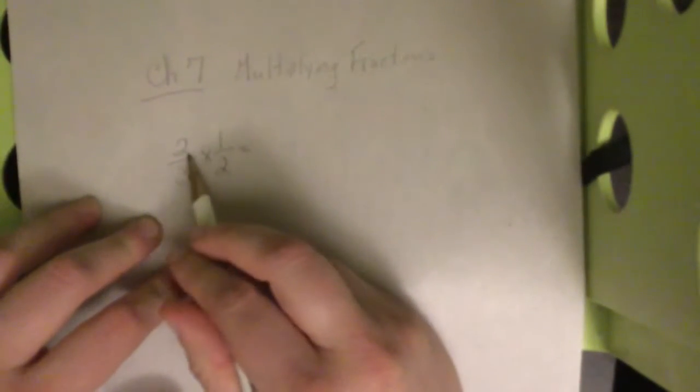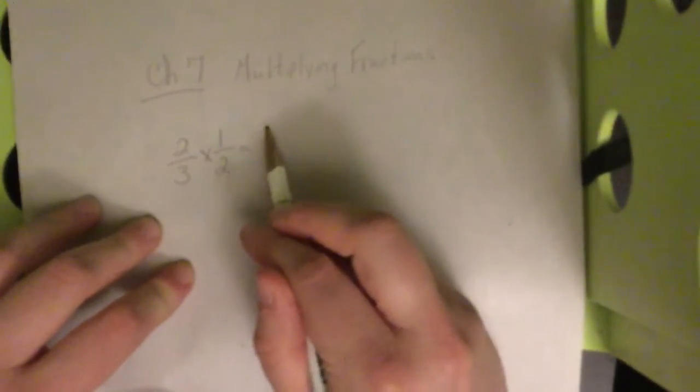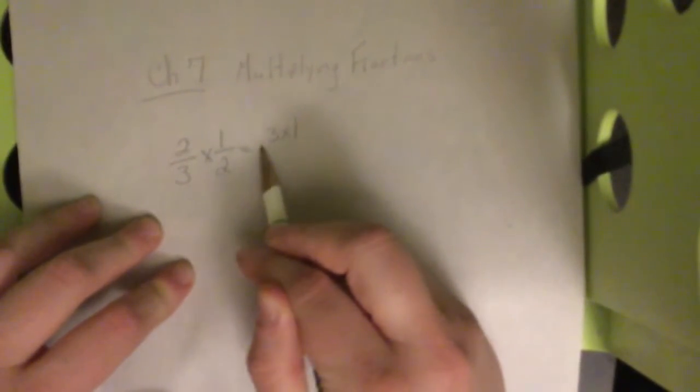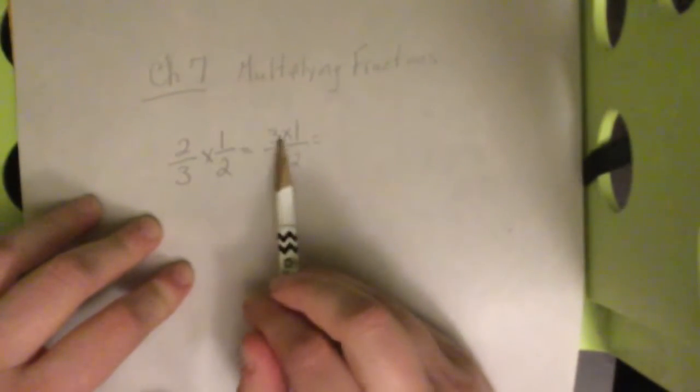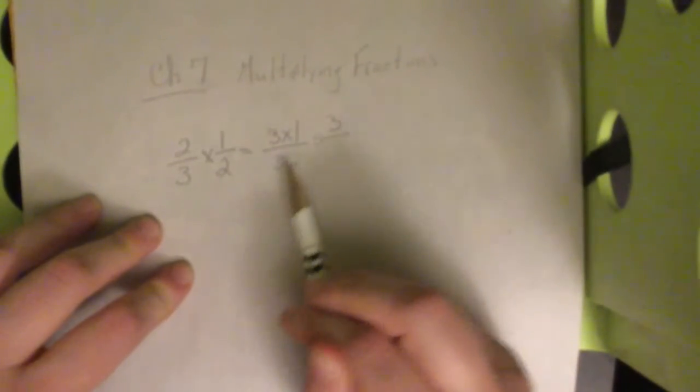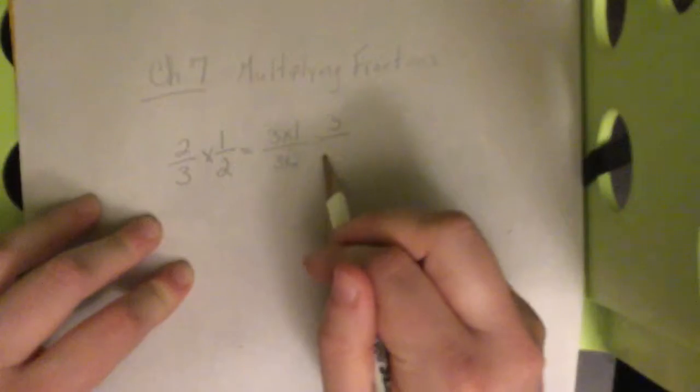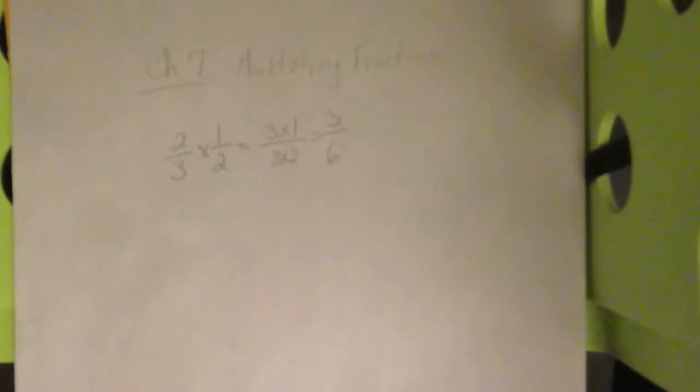Now, when adding and subtracting, we had to make sure our denominator was the same. In multiplying fractions, you don't have to do that. Multiplying fractions is as simple as multiplying the numbers on top and then multiplying the numbers on the bottom. So, if we want to solve 2/3 times 1/2, we could do 3 times 1 over 3 times 2. And your answer would be 3 times 1 equals 3, and 3 times 2 equals 6. So it would be 3/6.